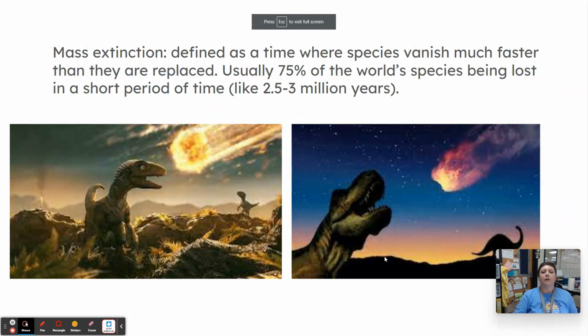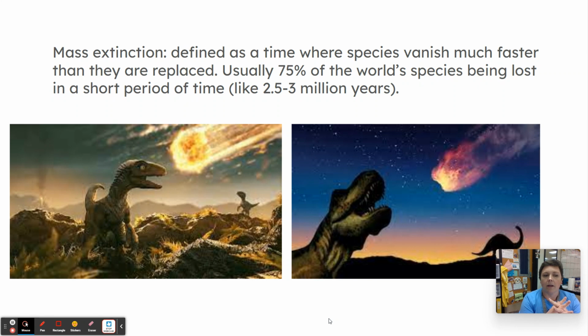Okay, so mass extinction is defined as a time where species vanish faster than they are replaced. So we have a time frame for that, 2.5 to 3 million years, and 75% or more of the world's species are lost during that time.